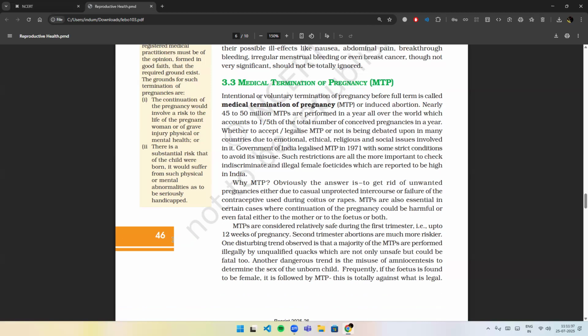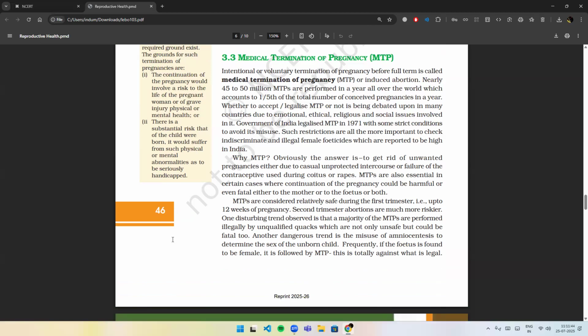Whether to accept or legalize MTP or not is being debated upon in many countries due to emotional, ethical, religious, and social issues involved in it. Government of India legalized MTP in 1971 with some strict conditions to avoid its misuse. Such restrictions are all the more important to check indiscriminate and illegal female feticides, which are reported to be high in India.